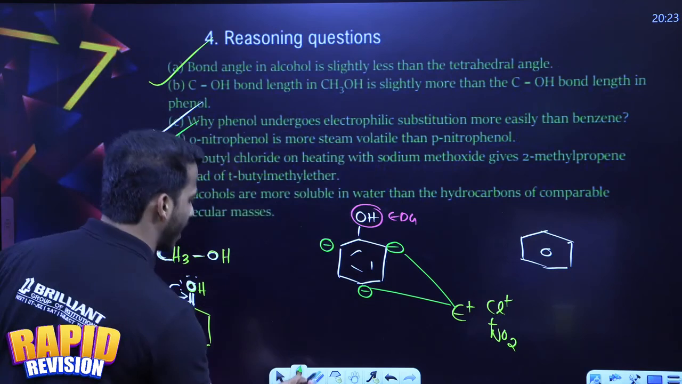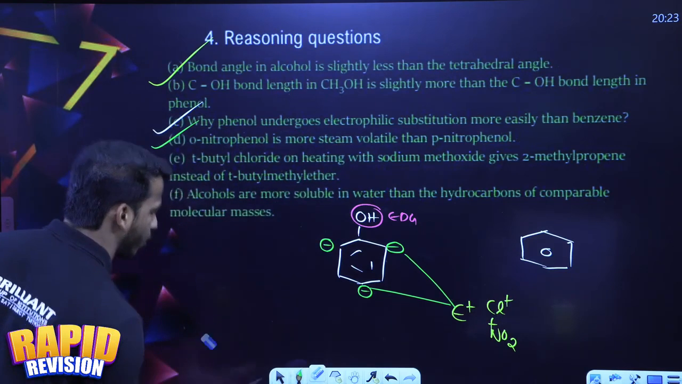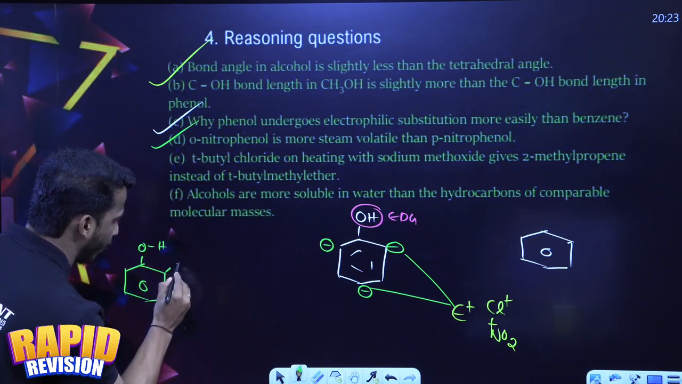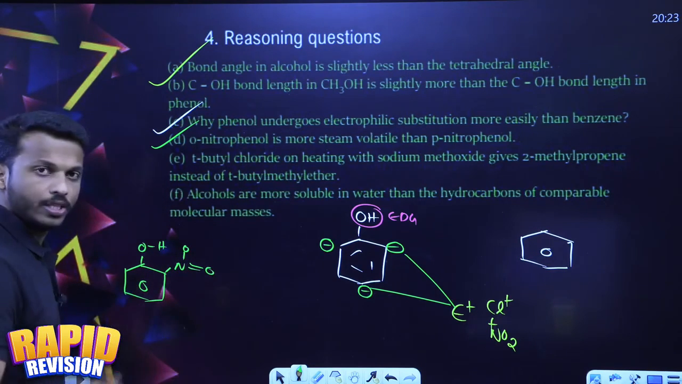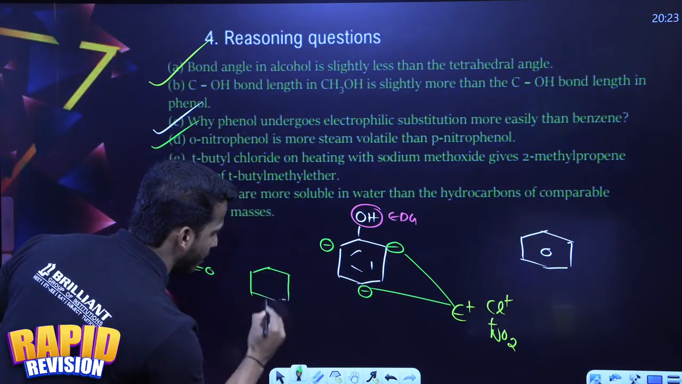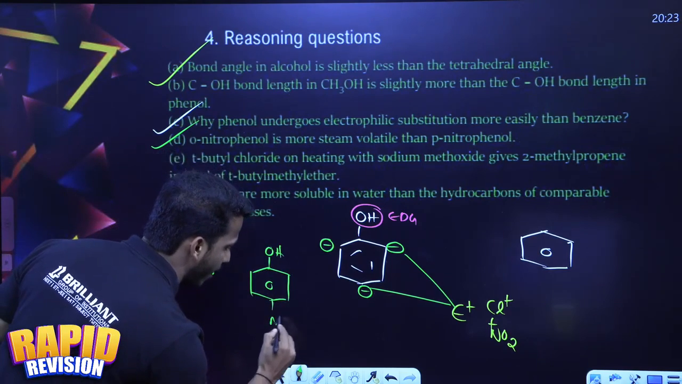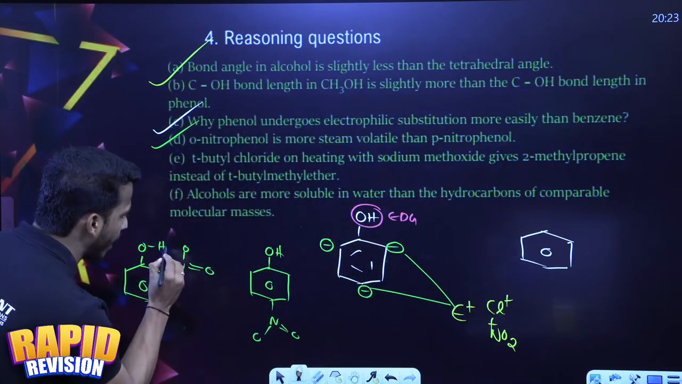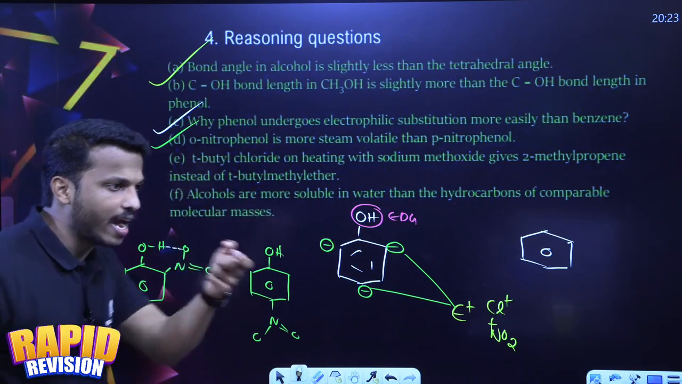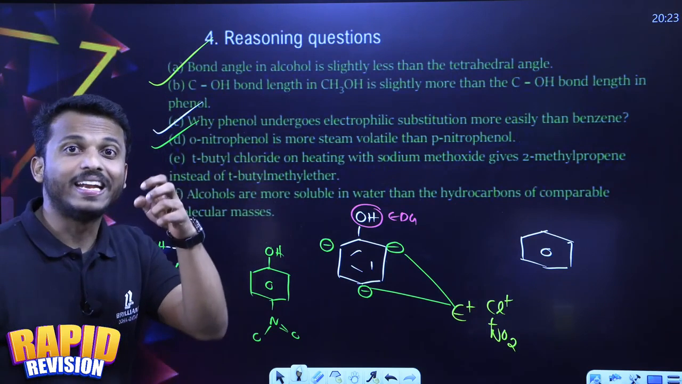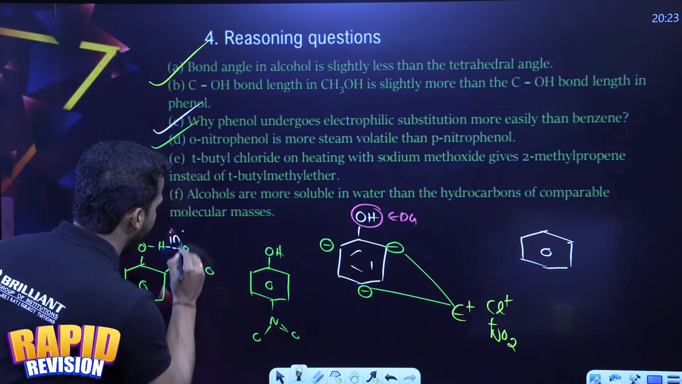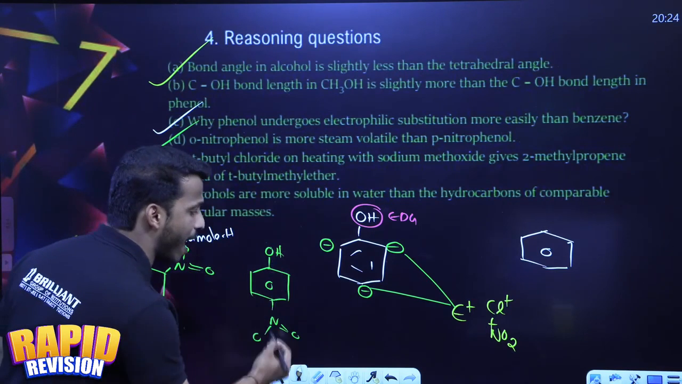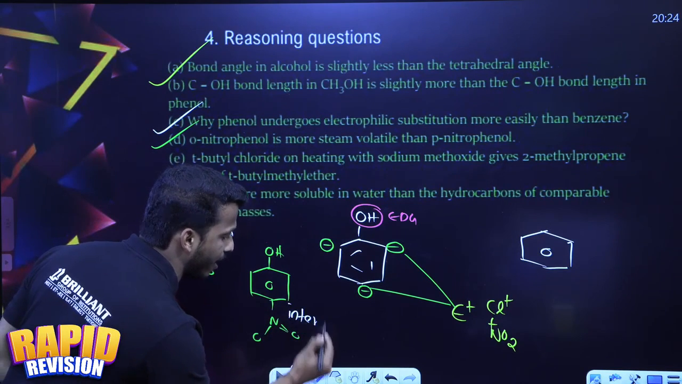Orthonitrophenol is more steam volatile than paranitrophenol. A repeated question, dear all. What is orthonitrophenol? This is orthonitrophenol, and this is paranitrophenol. You know very well, in orthonitrophenol, this oxygen and hydrogen have what bonding? Intramolecular hydrogen bond. Whereas paranitrophenol carries intermolecular hydrogen bonding.